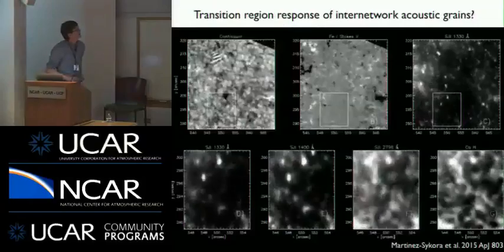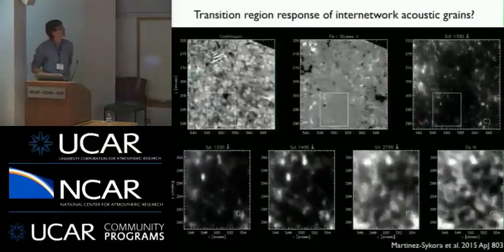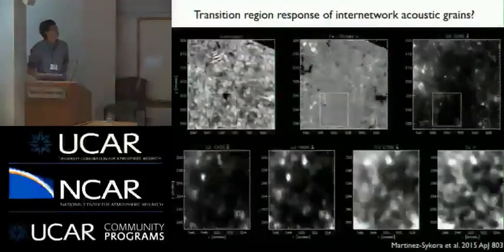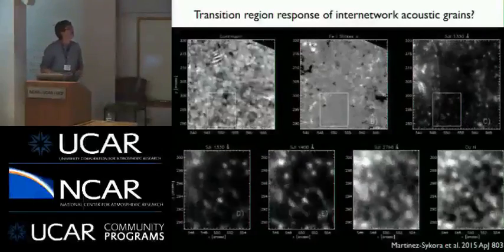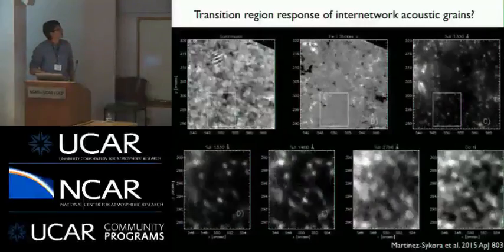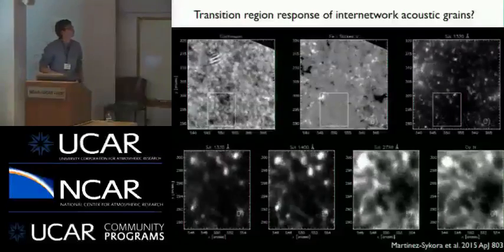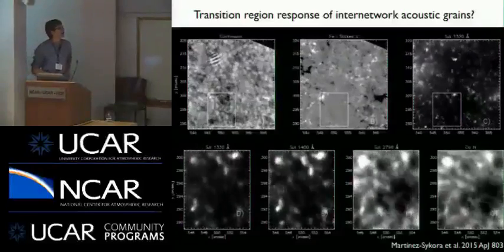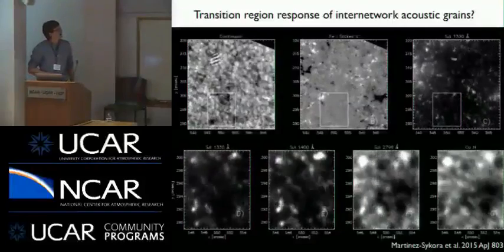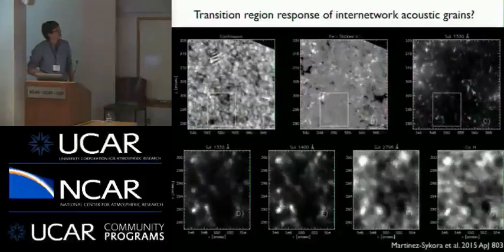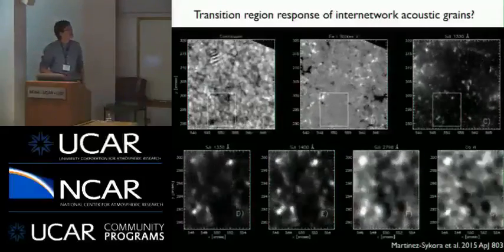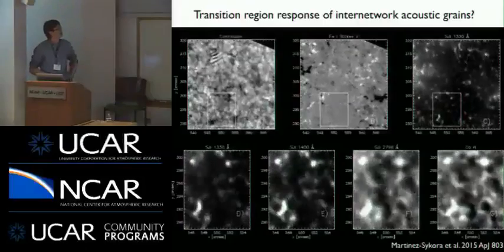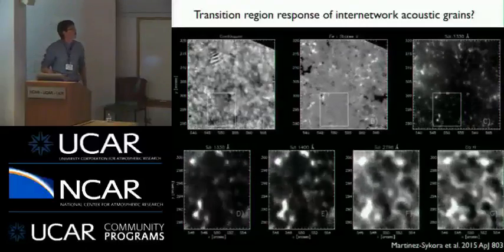So finally, then we wonder whether we see a transition region signal in the internetwork. So we look at an observation of a very quiet region, and you see the grains both in the slit data and in calcium H. So now you may wonder whether this is an effect of the lines.